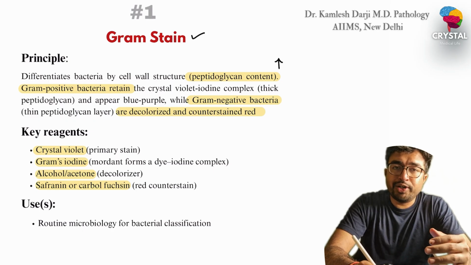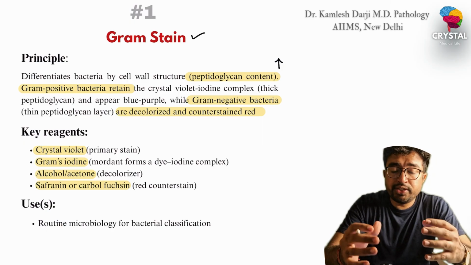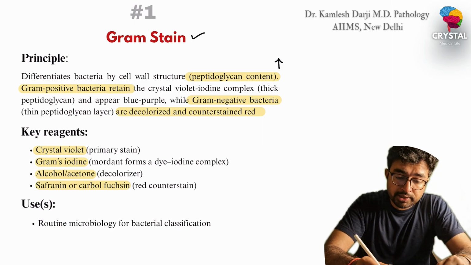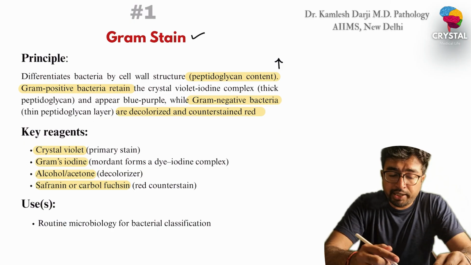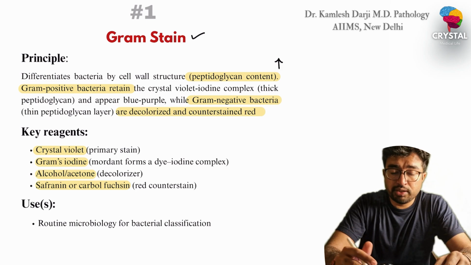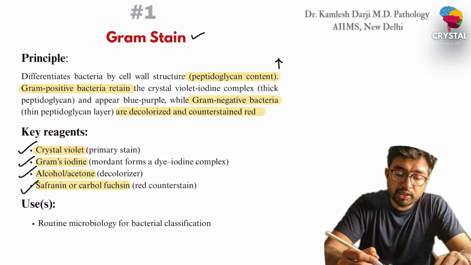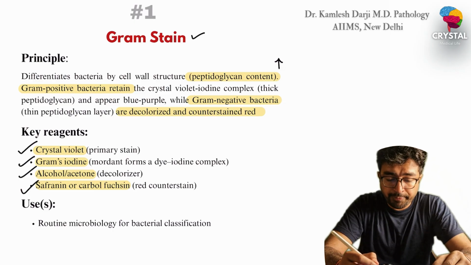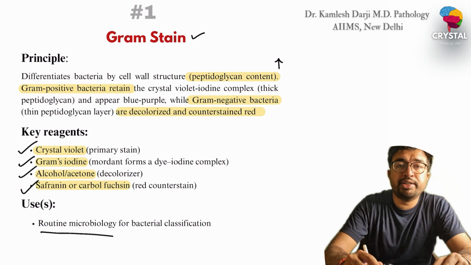Increased amount of peptidoglycan is seen in gram positive bacteria, and they retain the crystal violet iodine complex, and gram negative bacteria have very thin peptidoglycan layers, and they are decolorized and counterstained with red dye. So the key reagents are crystal violet, gram iodine, alcohol or acetone as decolorizer, and safranin or carbol fuchsin, which is a counterstain. And this is used in routine microbiology for bacterial classification.